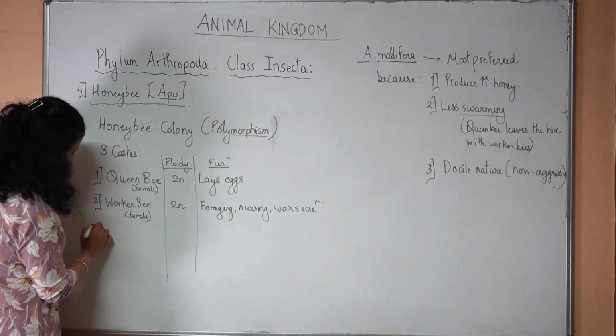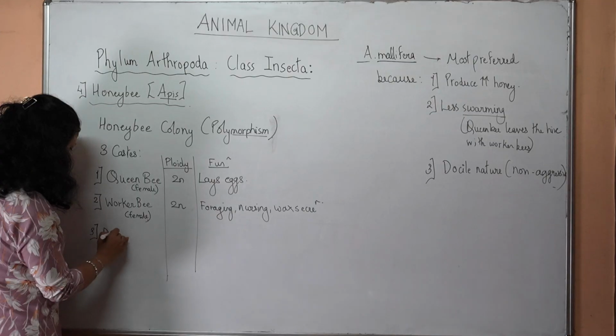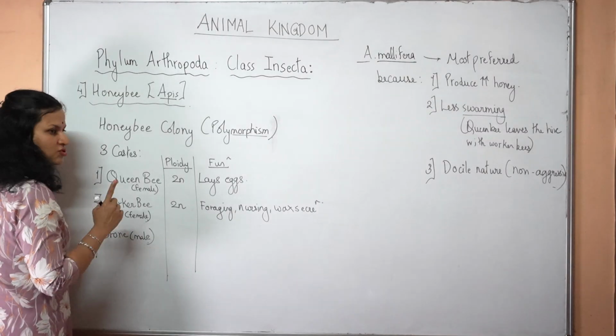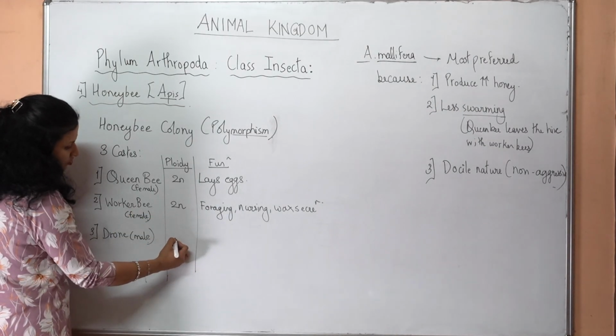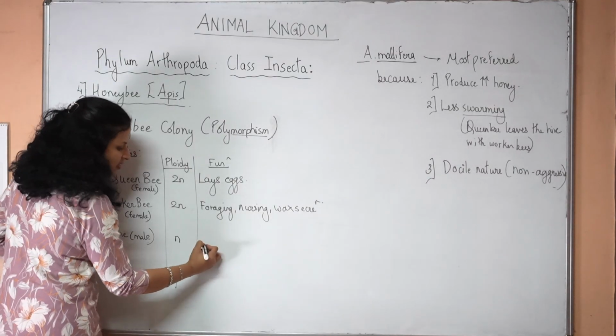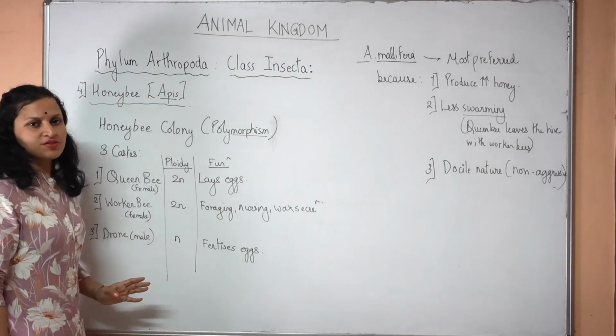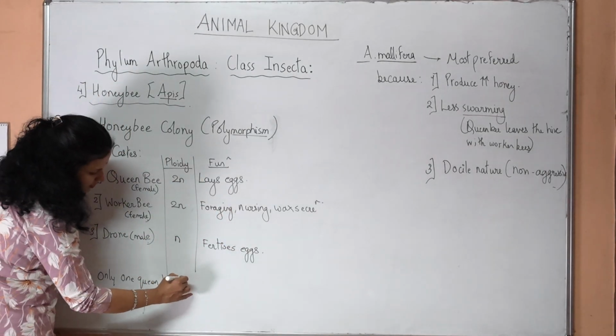And the third type of bee that is present in the colony are the male bees, which are called the drones. Drones will be few, queen bee is just one. The ploidy of the drone is haploid, and the function of the drone is to fertilize the eggs which are laid by the queen. So these are the three different types of bees. There is only one queen bee per hive.